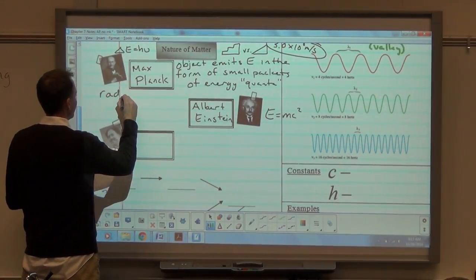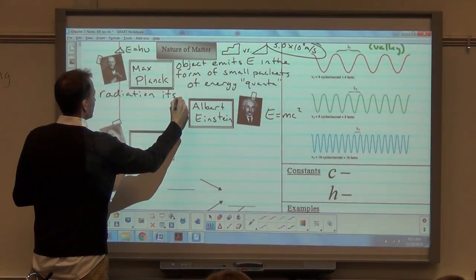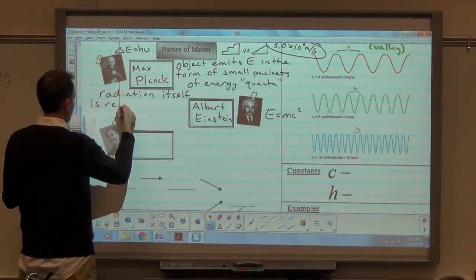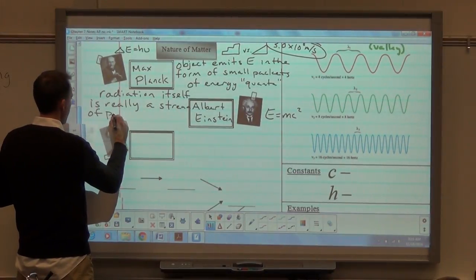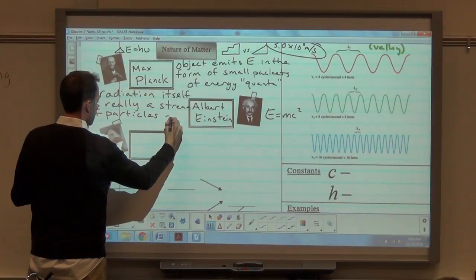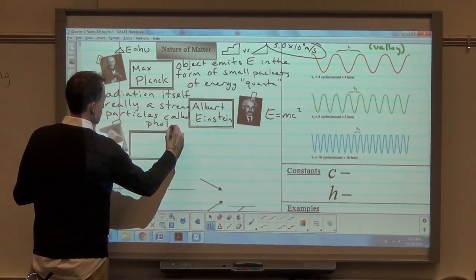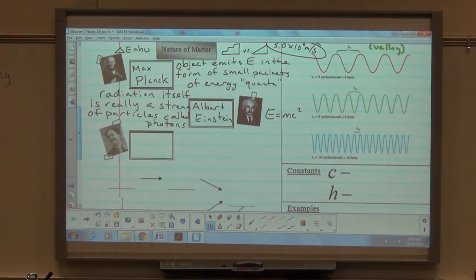All right. So what he's going to contribute to what we need to know is that radiation itself, and this is where physics and chemistry really start to blend a lot, more physics probably, that he realized that all radiation, when I say radiation, you don't have to be thinking about only things that are dangerous. The entire electromagnetic spectrum is radiation. Radiation itself is really a stream of particles called photons. Where things started to really change is when scientists started realizing that light and other types of phenomena were also particles. And they behave like particles, but they also behave like light.